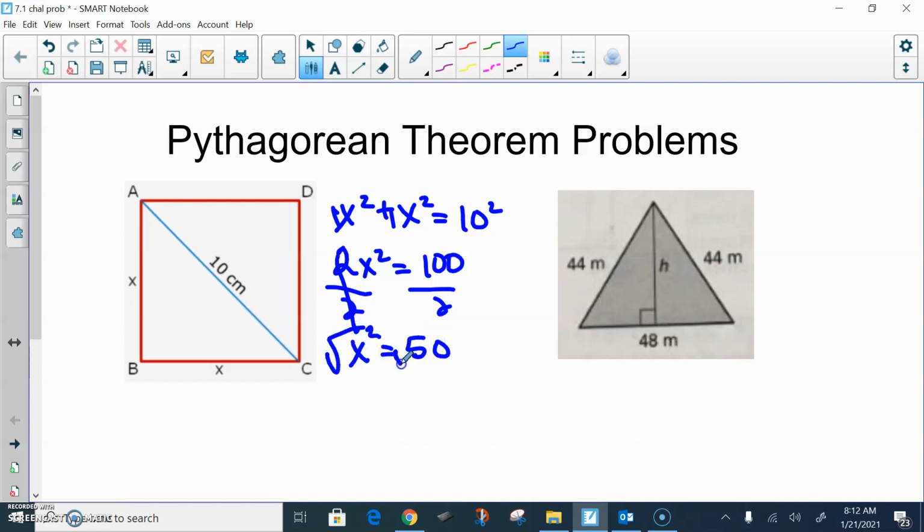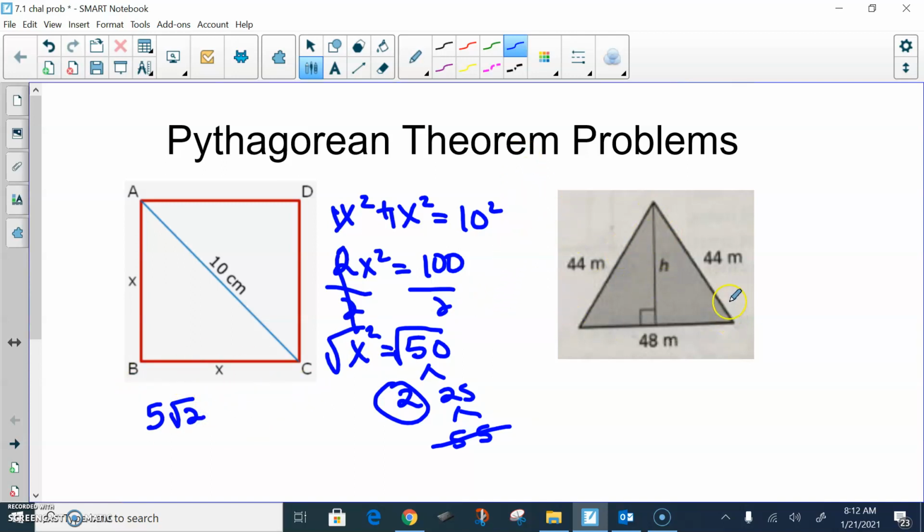Let's go ahead and square root both sides, and let's give our answer as a radical. So we're going to say 2 times 25, 5 times 5. Looks like our pair of 5s comes outside, and our 2 stays inside. So we know the length of the sides are 5 root 2.